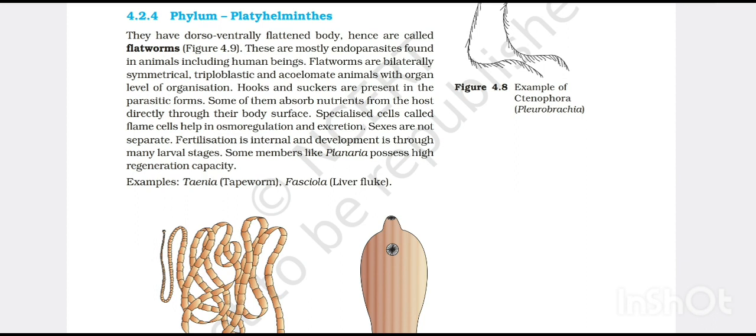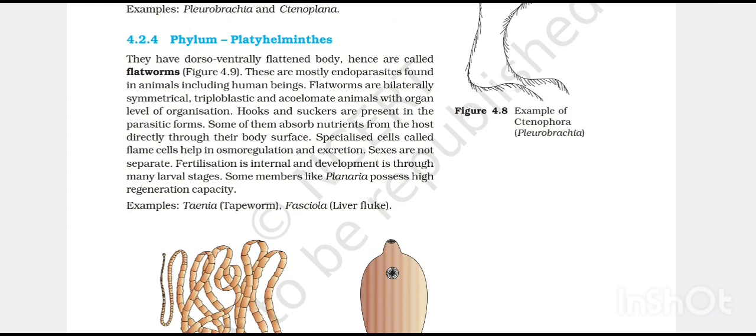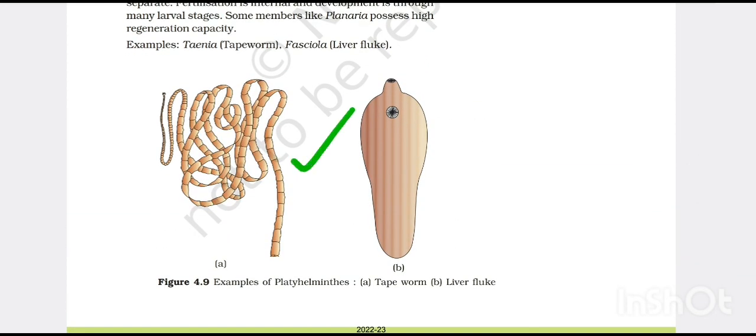Some members, like planaria, possess high regeneration capability. That means any fragment of the planaria body can develop to form a new body of planaria. Examples are Taenia, that means tapeworm, and Fasciola, that is liver fluke. These are the examples of phylum Platyhelminthes. This is the tapeworm and it is the liver fluke.